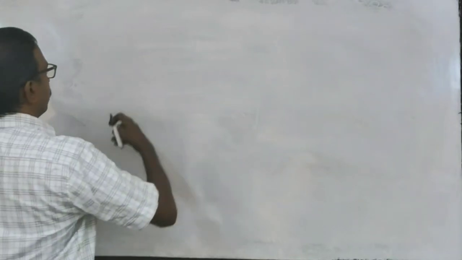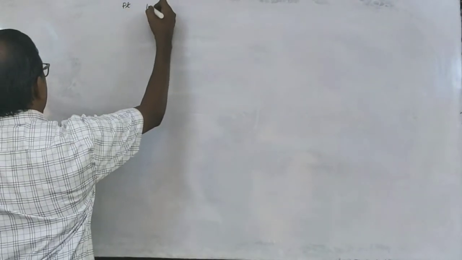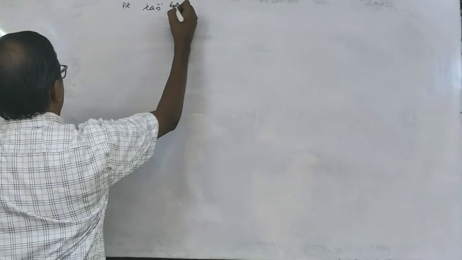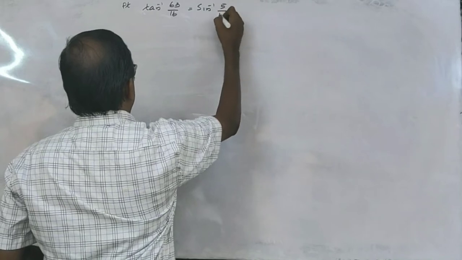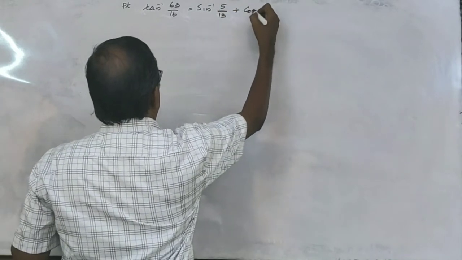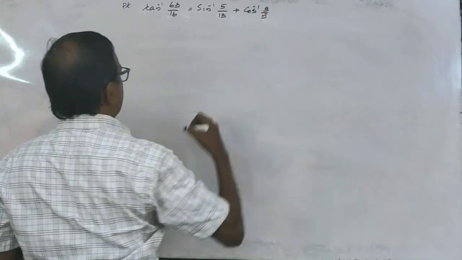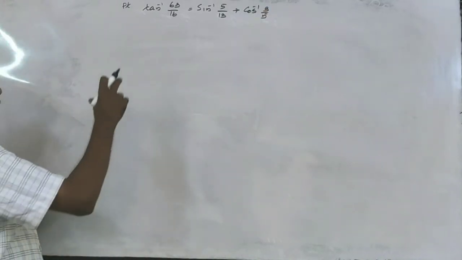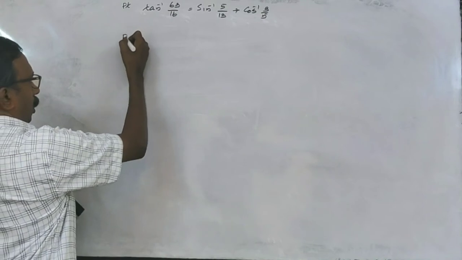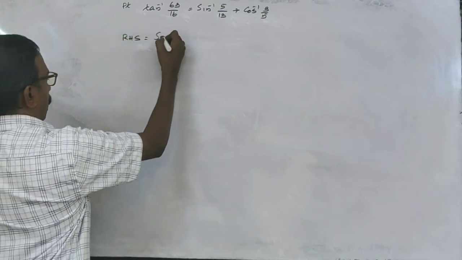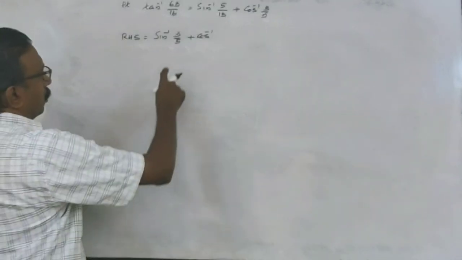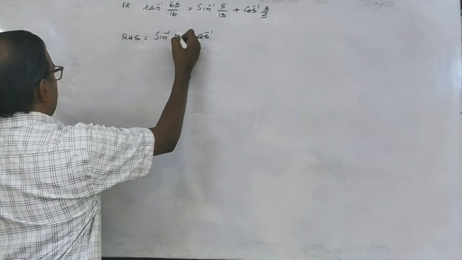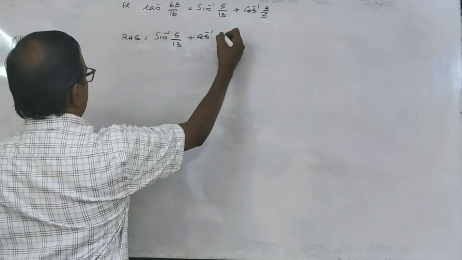Okay. Next question is from that. Tan inverse 63 by 16, is it? Sin inverse 5 by 13 plus cos inverse 3 by 5. Here we take RHS is equal to, here RHS is sin inverse 3 by 5, cos inverse, sin inverse 5 by 13, cos inverse 3 by 5.